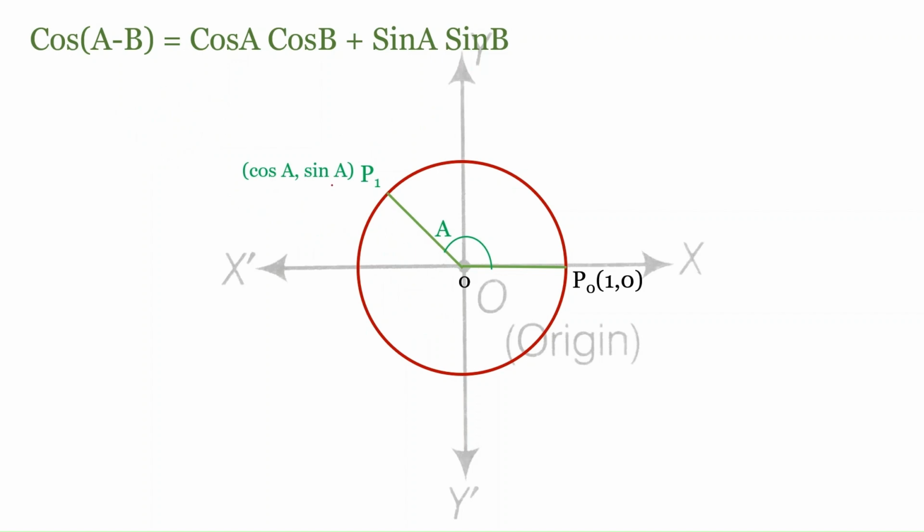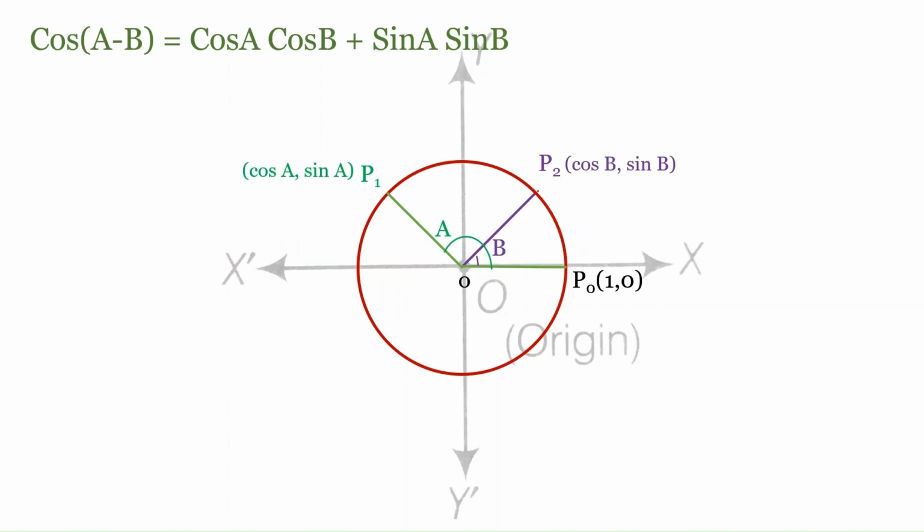Consider another point P2 on the circle such that it makes an angle B with the x-axis. Now to write the coordinates for this P2, along the x-axis, if we drop a perpendicular from P2 to the x-axis, this is the x value, which would be cos B, and this vertical thing is the y value. As it is the opposite side, it would be sin B. So P2 will have the values (cos B, sin B).